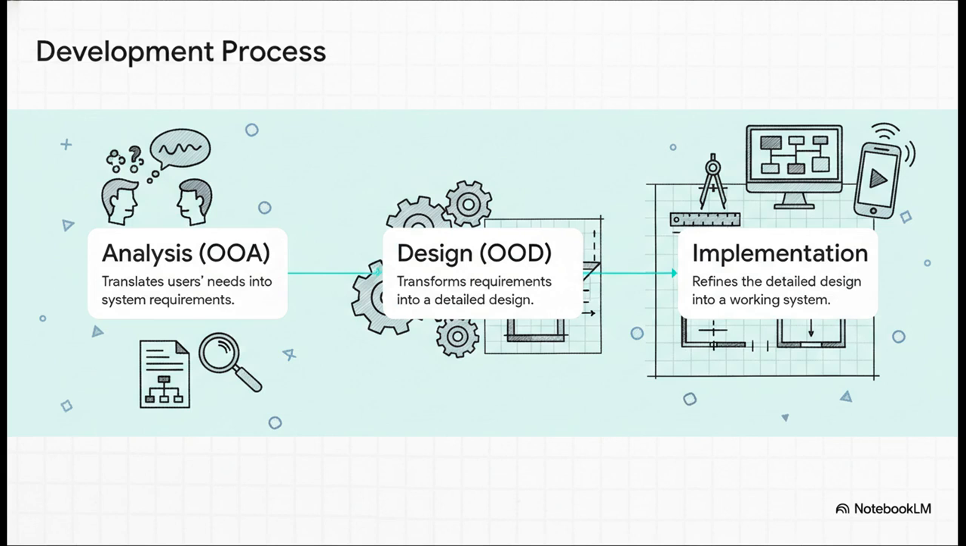This is the what phase. What problem are we actually trying to solve? What does the user really need? Then that's followed by object-oriented design, or OOD, which is the how phase. This is where we create the detailed technical blueprint that's going to guide the entire project. It's all about making sure we build the right thing and that we build the thing right.